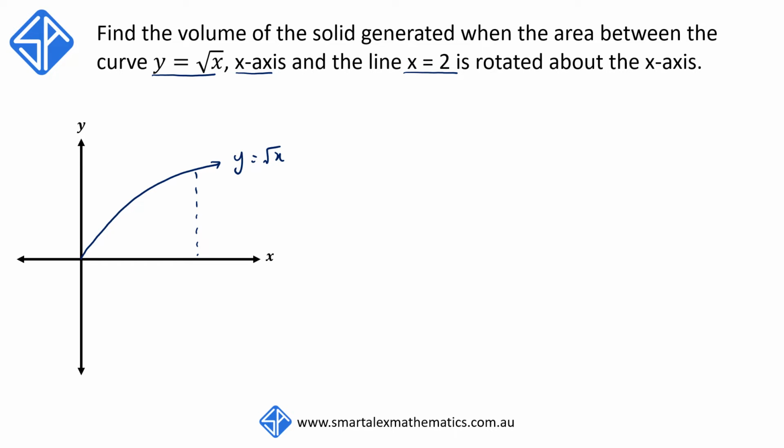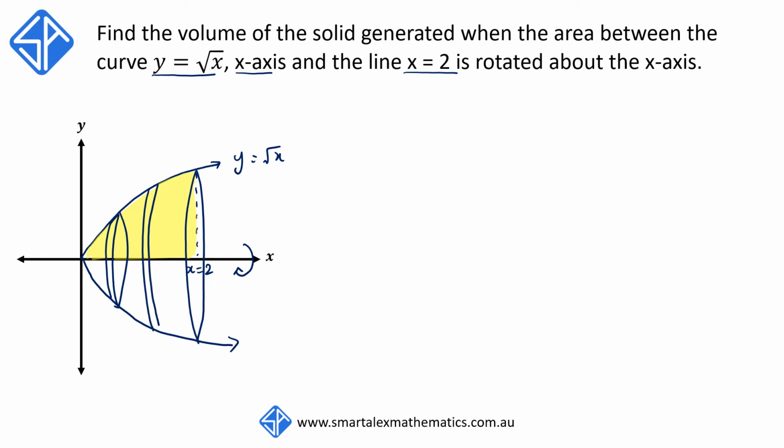And the region we are interested in is between the curve, the x-axis, and the line x is equal to 2. So it's this highlighted region here. If we rotate this region about the x-axis, then the solid that we're going to generate is going to look something like this. We can think of this solid as being made up of a series of cylindrical discs, so that if we are able to find the volume of each cylindrical disc and add them up, we should then have the volume of this solid.